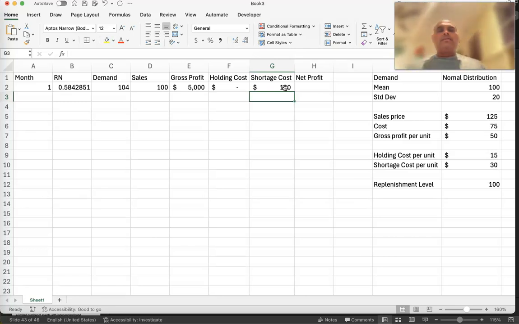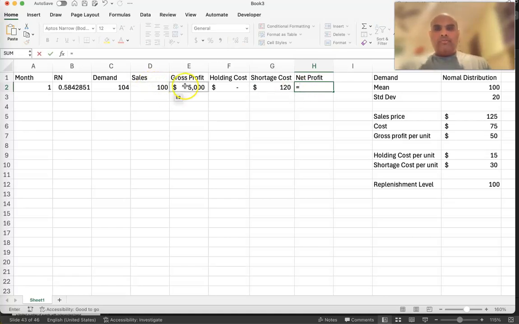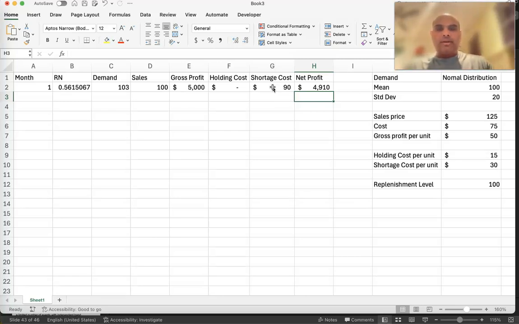And that's the idea. The net profit will be gross profit minus the holding cost minus the shortage cost. That'll be my net profit. And there you go. So this is one single scenario. As I press F9, I want you to notice that if demand is more than sales, like you have here, you have a shortage. But if demand is less than sales, like you have here, you have holding and no shortage. That's the juggle that happens.